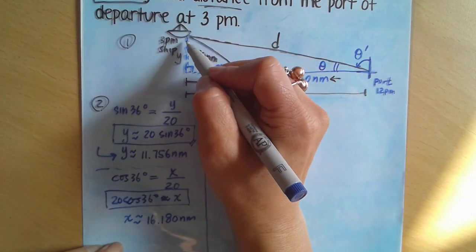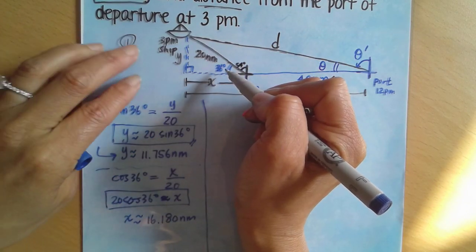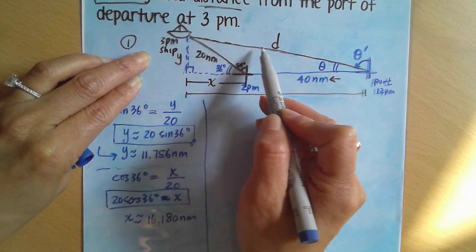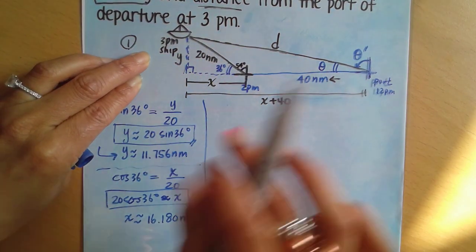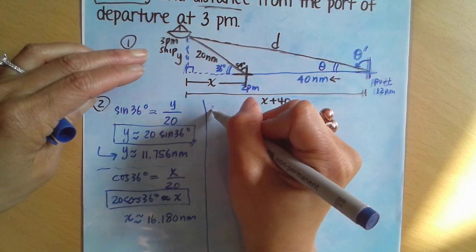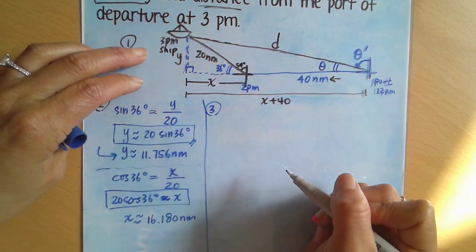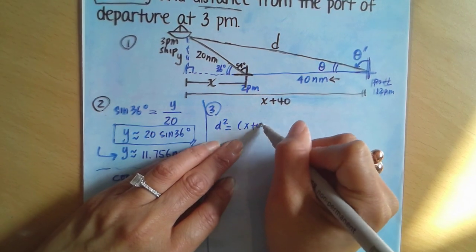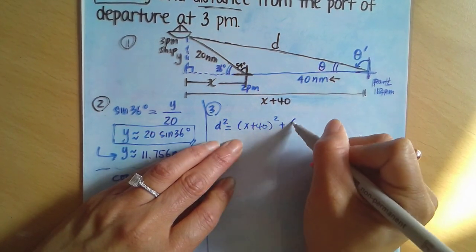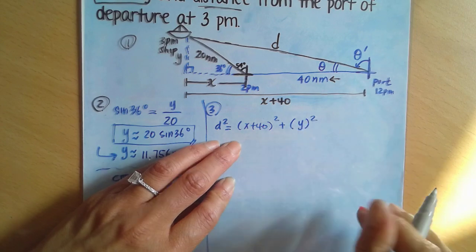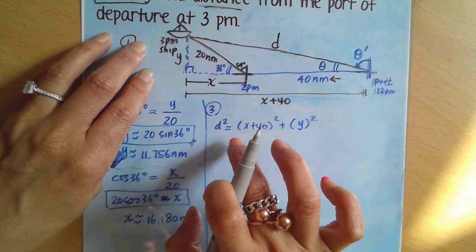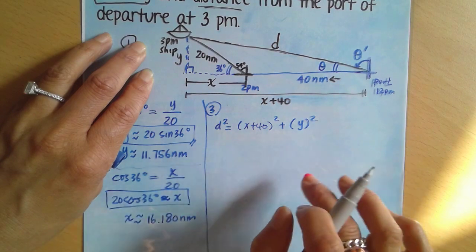All right, let's go back to step 2. Wait. So you mean I know this and I know this? That means I know the whole leg, right? So then it means I can use Pythagorean theorem to find my distance from port to my ship. So that's my third step. Okay? So I know I can set this up as d squared equals (x plus 40) squared plus y squared. And you know, in our calculator, we already stored them as y and x, right?